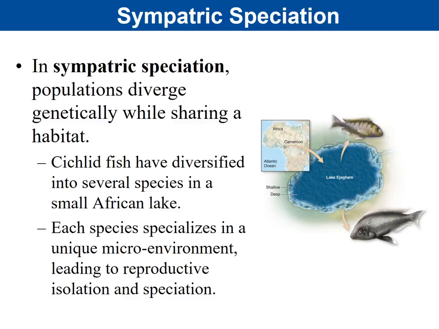In sympatric speciation, populations diverge genetically while sharing the same habitat. There are fish that have diversified into several species in a small African lake. Each species of these fish specializes in its unique microenvironment, and this leads to reproductive isolation and therefore speciation. So maybe one lives where there's more oxygen present and another species lives in an area where there's less oxygen available. And so because of this, even though they're in the same habitat, they might still be reproductively isolated and therefore have evolved to be their own independent species. And so that's sympatric speciation. It's speciation that forms even while sharing the same habitat.